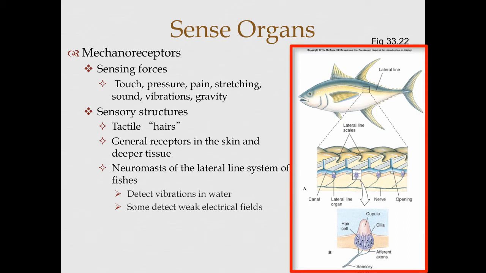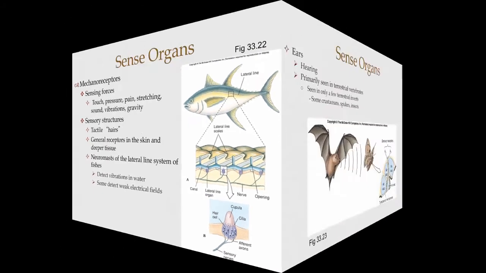Here's an example in fish of neuromast cells, which if you look at them up close, they have hair-like triggers on the hair cells. And these are lining the lateral line system of fishes. You can see this inner canal associated with the lateral line system where these sensory nerves are connected to these hair cells. And these canals are picking up changes in water pressure, picking up vibrations in the water, and sometimes even detecting weak electrical signals.